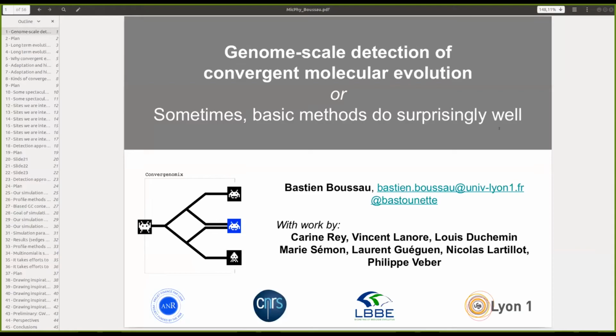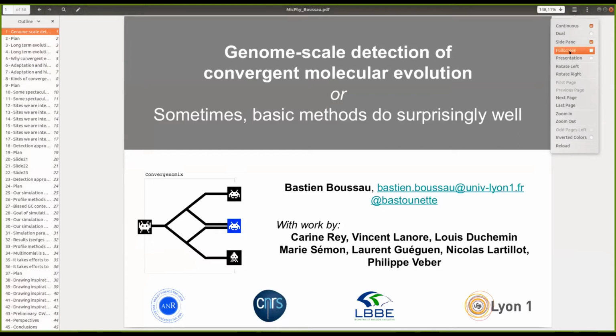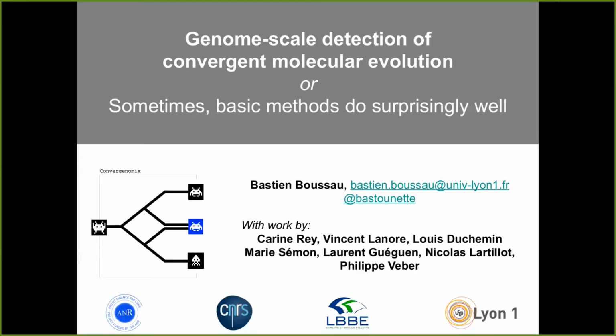Let me talk about what I mean by genome scale detection of convergent molecular evolution: it is a search for molecular characters in the genome that may underlie convergent phenotypes. To try to find those characters in the genomes that may underlie phenotypes, we've been developing methods, and that's what I'm going to talk to you about.